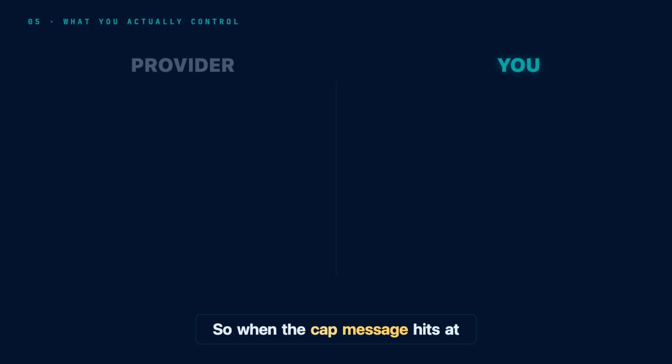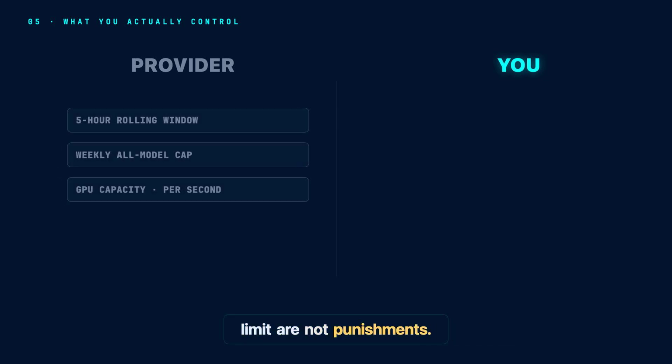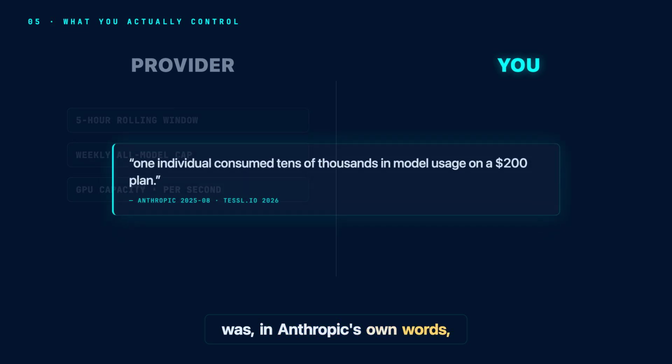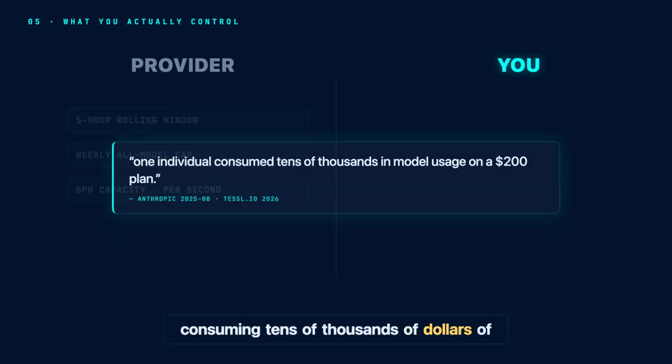So when the cap message hits at 11 a.m., what is actually happening on the provider side? The 5-hour rolling window and the weekly limit are not punishments. They are load shaping. Anthropic, OpenAI, every hosted agent provider is renting GPUs at the second. A small fraction of users running coding agents 24/7 was, in Anthropic's own words, consuming tens of thousands of dollars of compute on a $200 plan. The cap exists so the median user gets a responsive agent, not because the provider wants you to spend less.